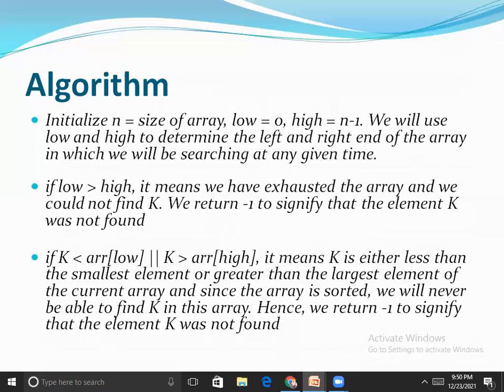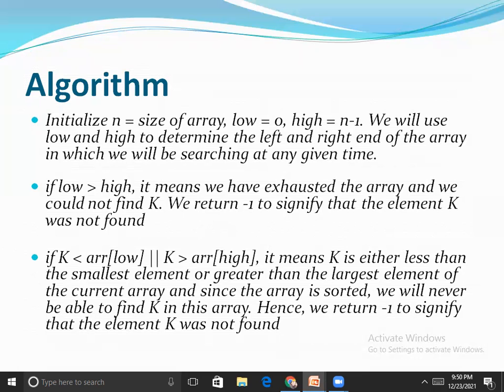Algorithm. Initialize n equal to the size of the array. Now we assign low equal to 0 and high equal to n minus 1, that is, size minus 1. We will use low and high to determine the left and right ends of the array in which we will be searching at any given time. If low is greater than high, it means we have exhausted the array and couldn't find k. We return -1 to signify that the element k was not found.